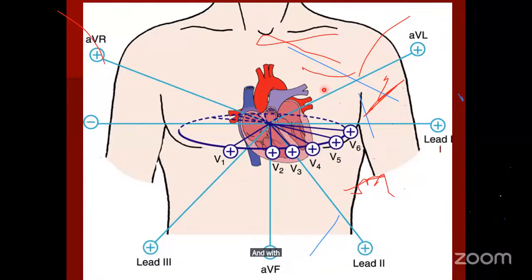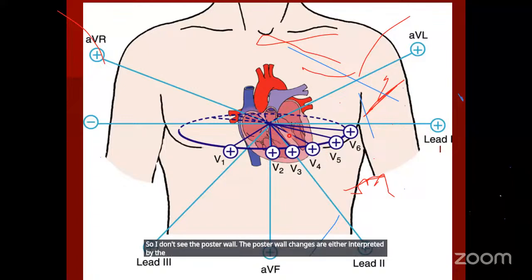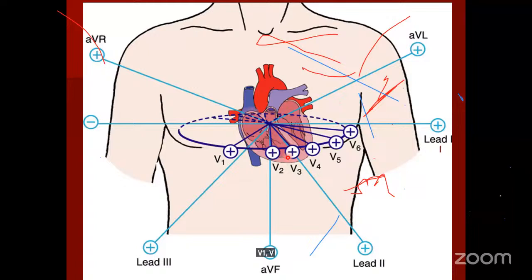And with this, I have seen almost all surfaces of my heart. So I don't see the posterior wall. The posterior wall changes are either interpreted by the opposite changes which are happening in the anterior leads, such as V1, V2, and V3, or very rarely we can record the posterior surface by V7, V8, and V9.